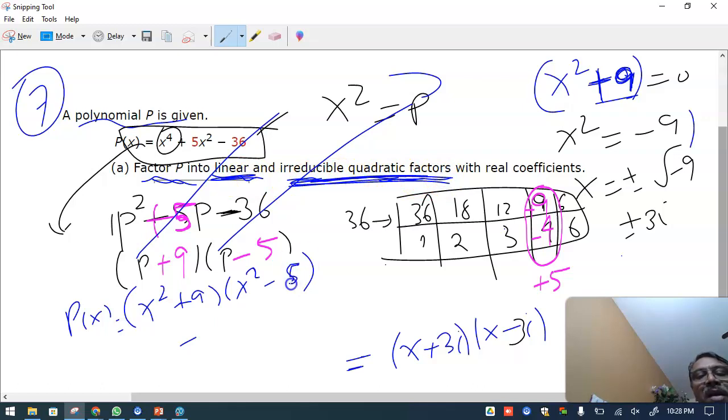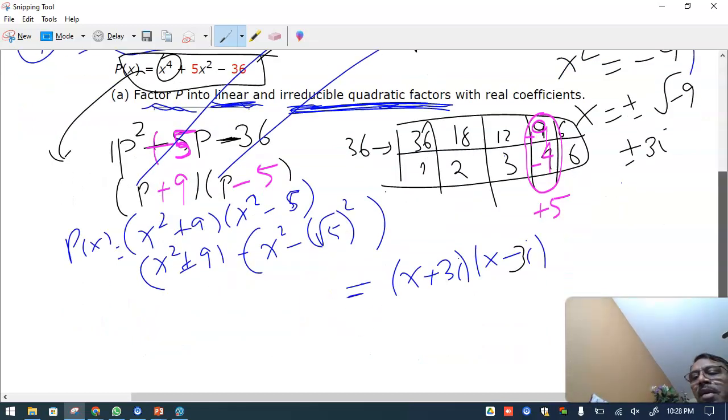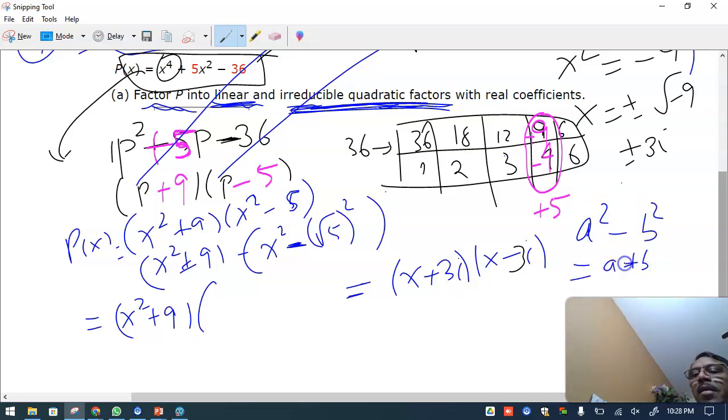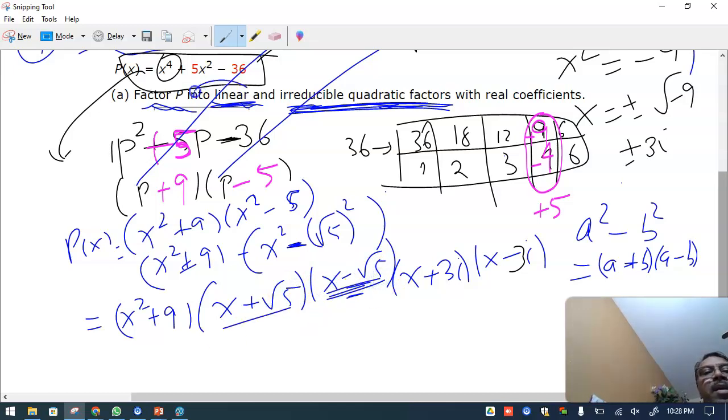So this part we can write as x squared plus 9. Remember, the 5 can be written as the square root of 5 squared. I'm going to use the difference of squares: a squared minus b squared is a plus b and a minus b. So this will be x plus square root of 5 and x minus square root of 5. So these are the linear factors with real zeros.